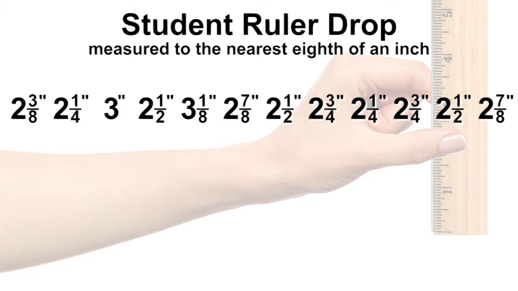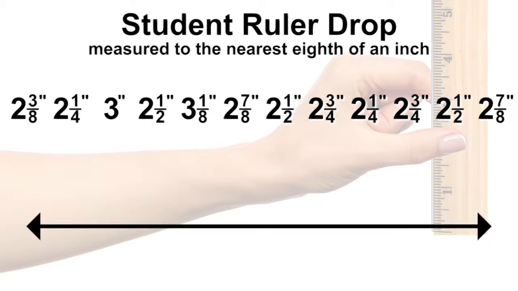To begin creating our line plot, we'll start with an open number line. Looking at our data, the values fall between 2 and 4 inches, so we'll make those measurements the maximum and minimum values on our line plot. Since the data was measured to the nearest 1/8 inch, we use that as the scale for our line plot.